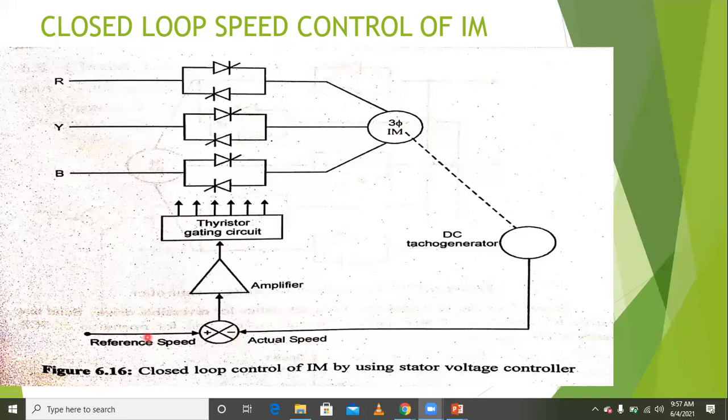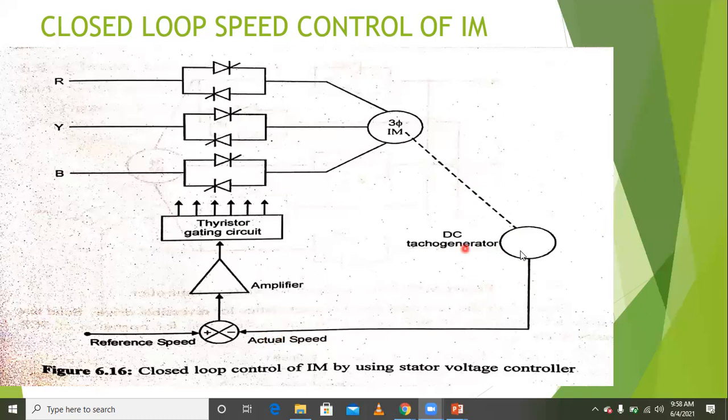The tacho generator voltage is nothing but the output corresponding to the actual speed of the induction motor. Understood? This voltage is compared with the DC reference voltage. What is the output of the DC tacho generator? It is DC, not AC. So the output of the DC tacho generator is DC, proportional to the actual speed, and that is called the actual voltage.